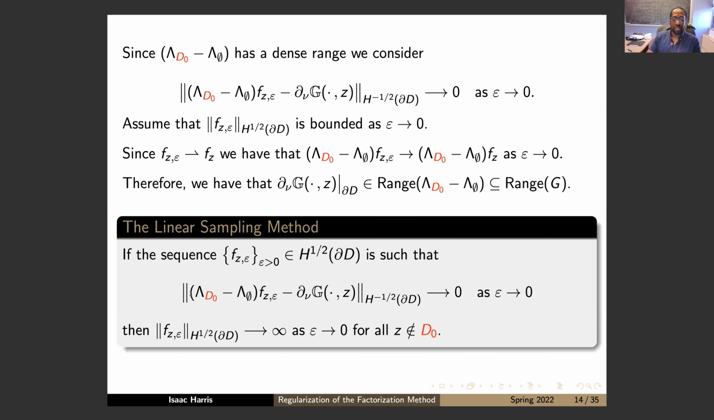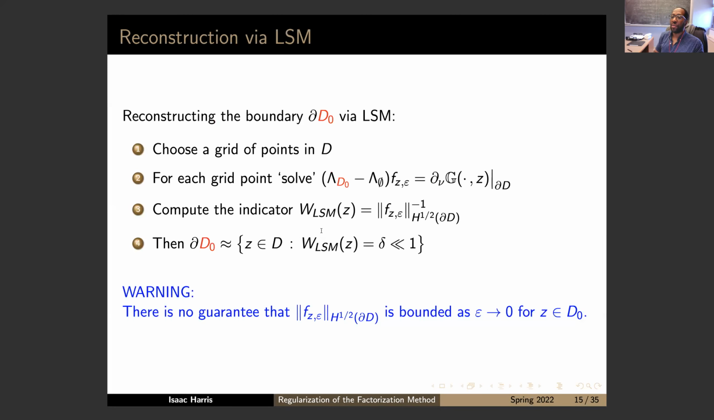You try to find a nearby solution to this equation, so this equals the Green's function. And you check the norm of the solution, right? We now have that the norm of the solution has to become unbounded if you're not in the region of interest. Okay? And so that's what the linear sampling method is. And the way you reconstruct things using the linear sampling method, you choose some grid points in the region that you know. You solve this however you like. You're going to need some regularization technique, but you can solve this problem. And then W would just be the inverse of the norm of that solution. Okay, and if you want to reconstruct the boundary of the region, you can just take a level curve where this is approximately 0.